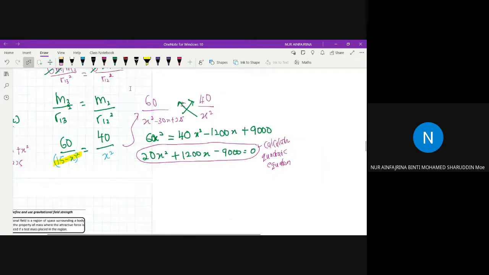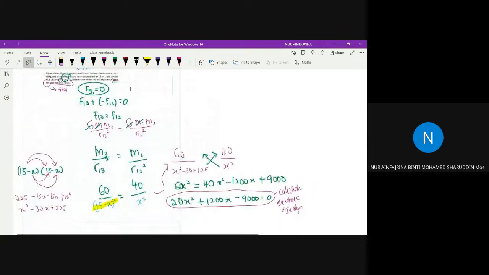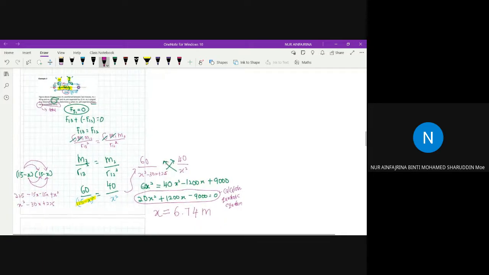Okay, everyone cuba masukkan korang dapat berapa sebenarnya? Okay, try masukkan dan beritahu kat Miss korang akan dapat x berapa? 6.72. Okay, so it's around, I got 9.74 meter. So it's around 9.7 to 9.75 meter. Okay, boleh faham tak soalan dia macam mana? Okay, can you understand the question?